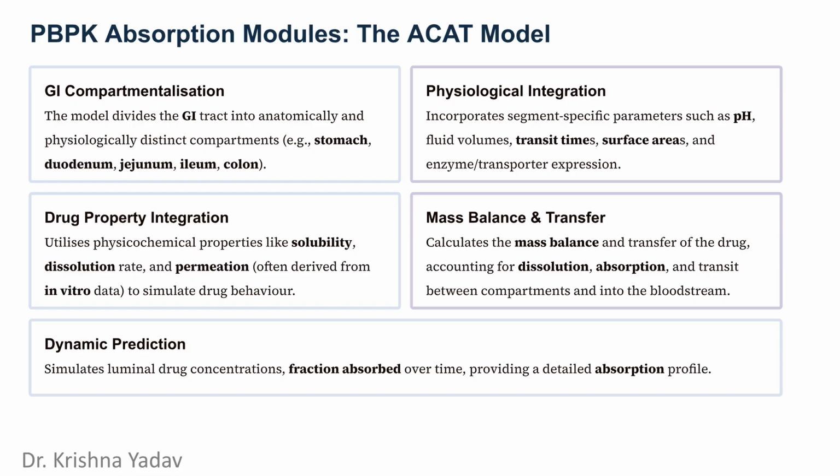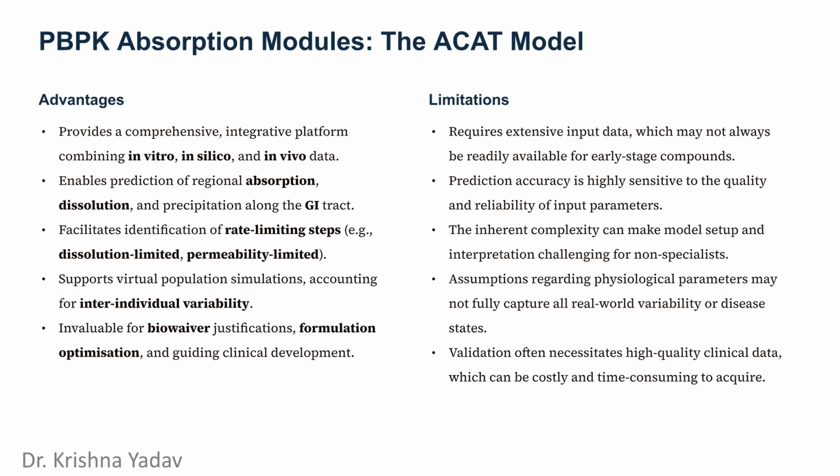The ACAT model divides the GI tract into distinct compartments, like the stomach and ileum. It integrates physiological factors, such as pH and transit times, and drug properties, like solubility and permeation, to calculate the mass balance and absorption profile dynamically. Advantages of ACAT include integrating in vitro, in silico, and in vivo data, and identifying rate-limiting steps for absorption. However, limitations involve the extensive input data required, sensitivity to input quality, and model complexity.